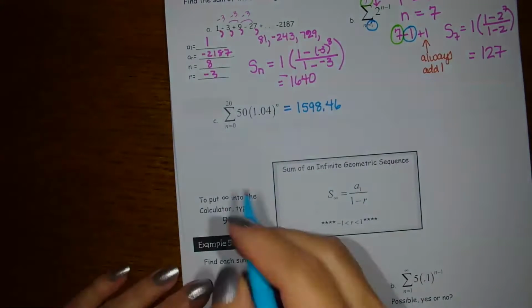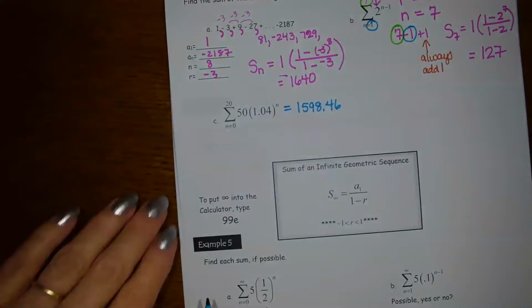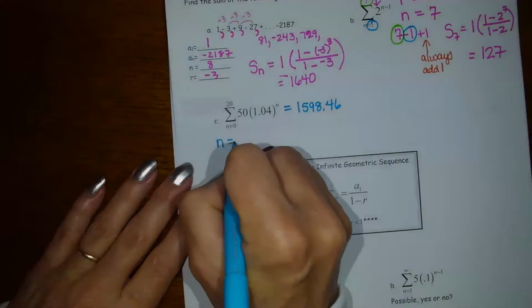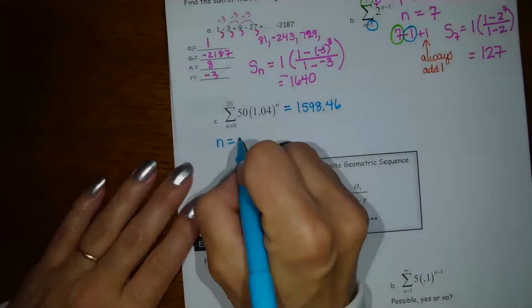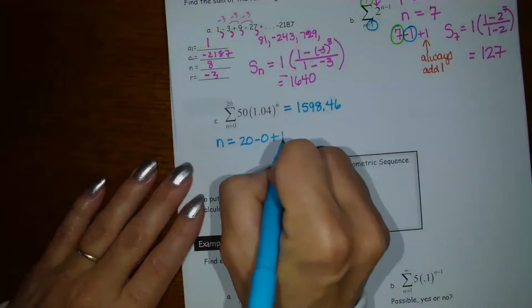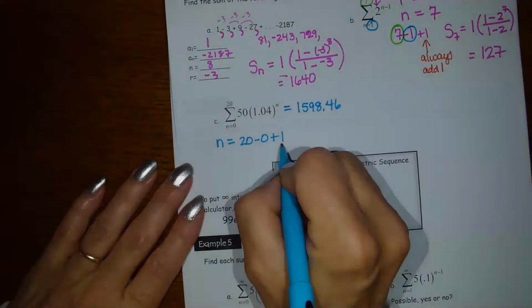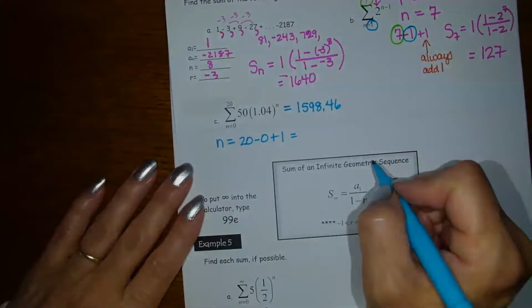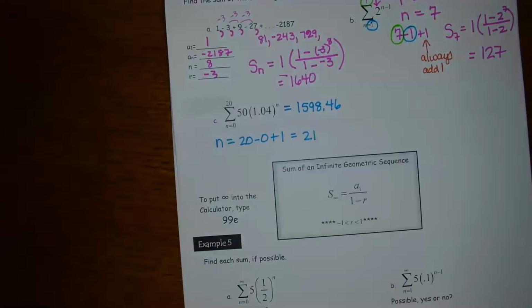I'll type that in. Now, on this one, what is N? I want to do the N part. How many numbers are there? Well, it's 20 minus 0 plus 1. Remember, we always add 1. So how many numbers are there? 21. It's okay if you don't do this by hand, but I wanted you to see how the N works out. Everybody have that? Are we good?